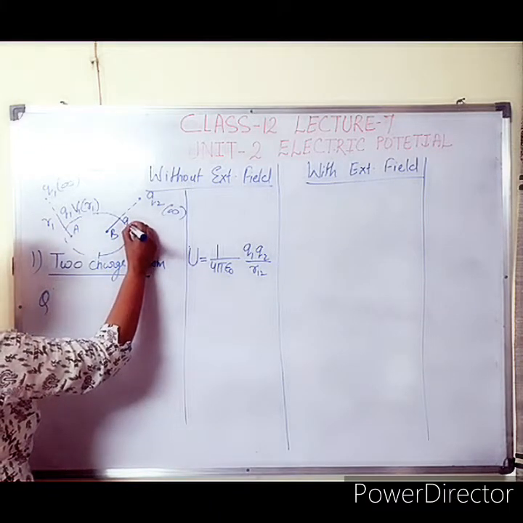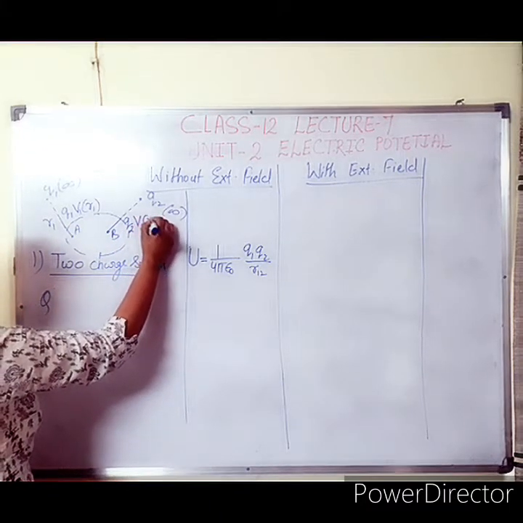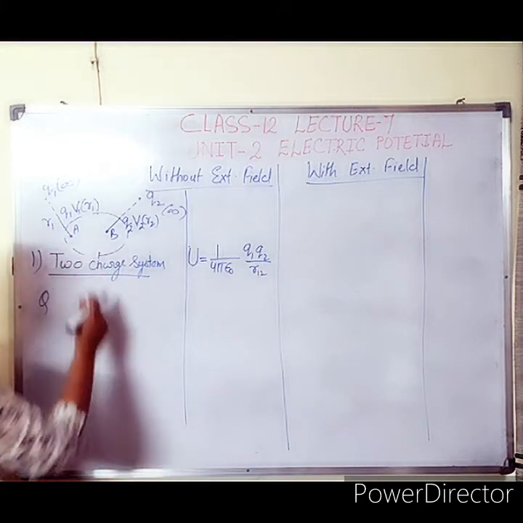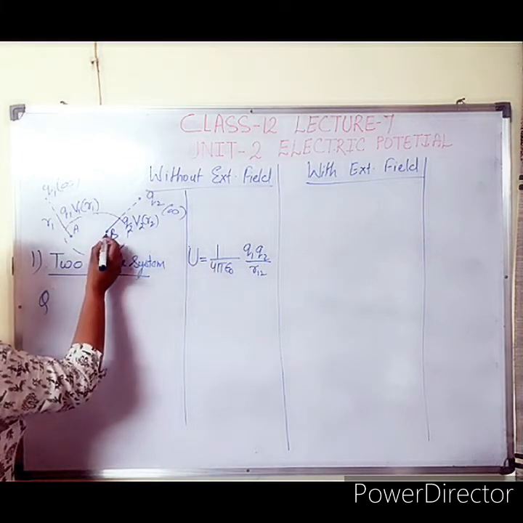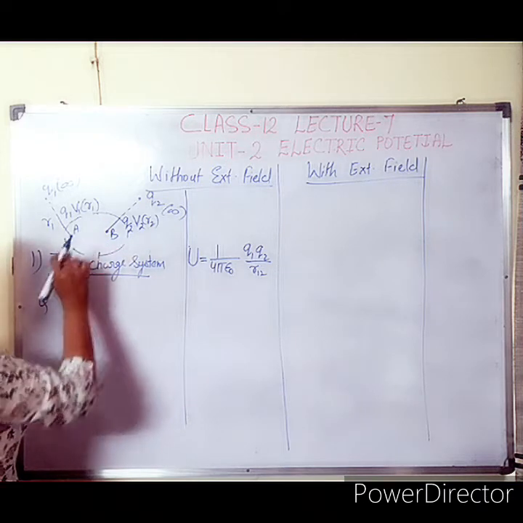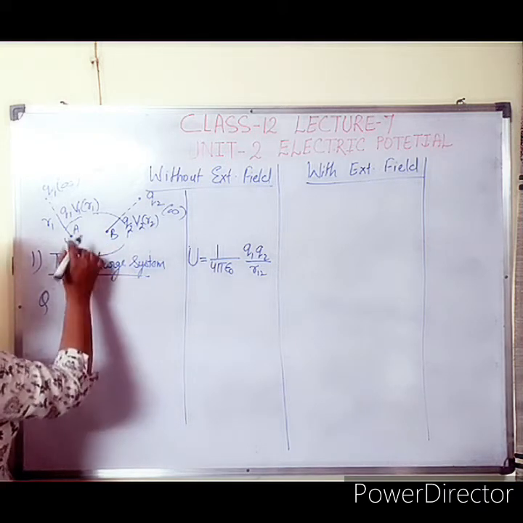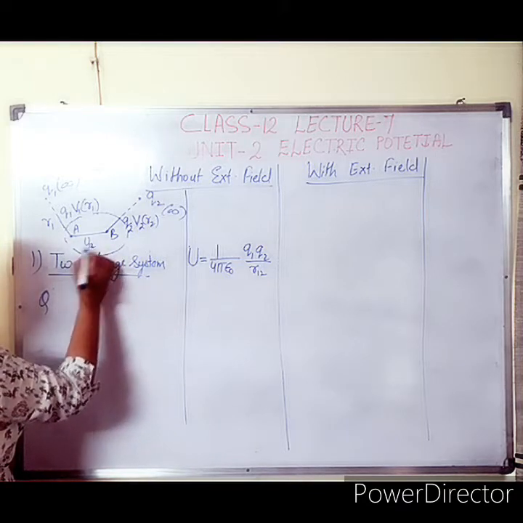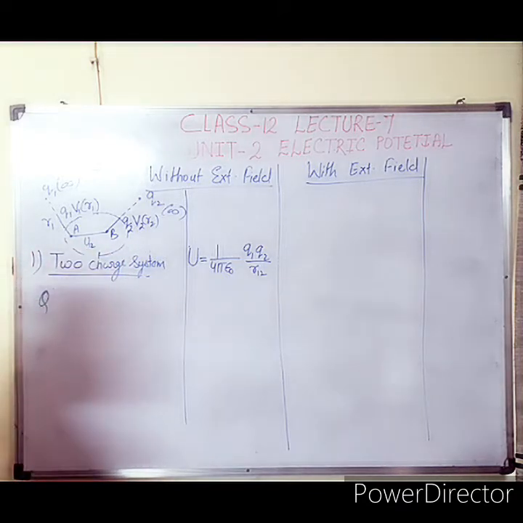So that is why it will be Q2 into V2 R2. And afterward, when they come closer to each other by applying some force by the external agent, then they will form a two charge system. This is the two charge system. So then due to interaction there will be one more energy because of the interaction of charge particles, U12.